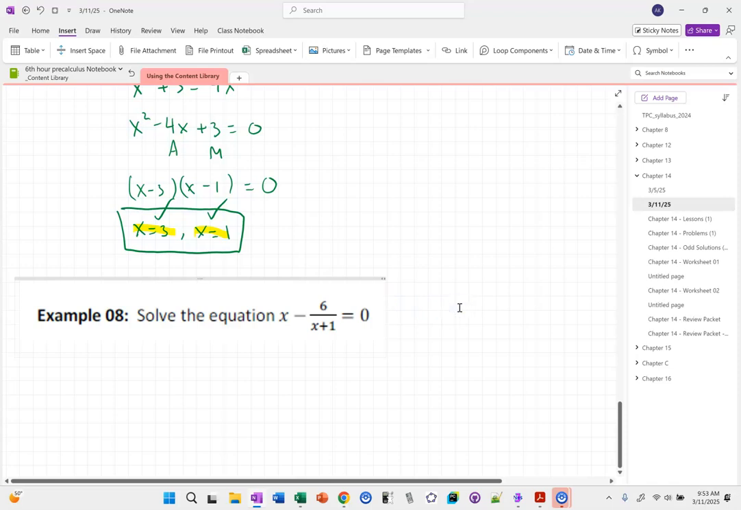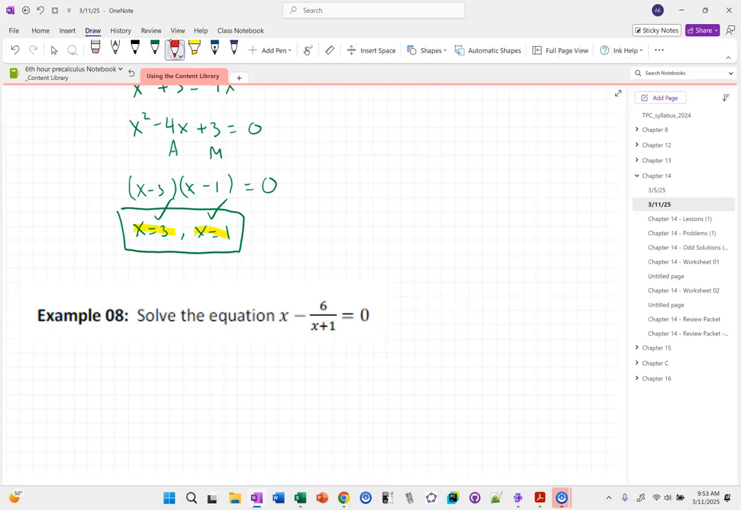All right. New example. Solve the equation. The technique we're going to use is called clearing fractions. So what we need to do is multiply both sides of the equation by the least common multiple of 1 and x plus 1.